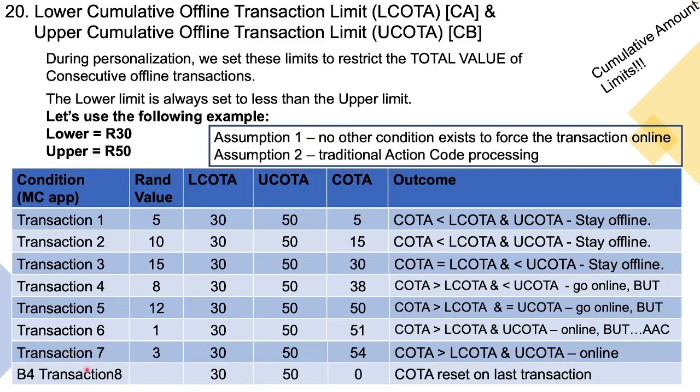On transaction 7, so as part of the transaction completion, what happens is that the counter value is reset to 0. Then, from transaction 8 onwards, this whole comparison process will start off again.